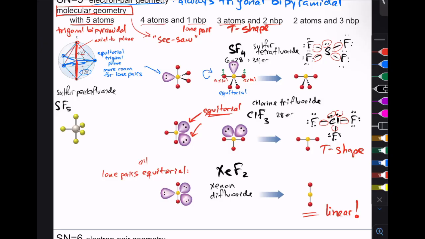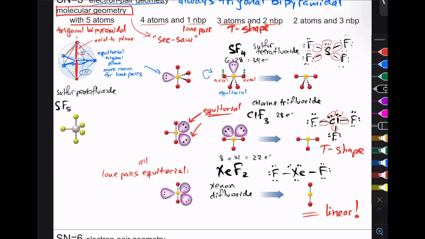Xenon brings in 8 valence electrons. Each fluorine brings in 7, so that's 14. That gives us 22 electrons to place. Now our skeleton structure: we don't need spokes on a wheel. There's only 3 atoms here, so let's draw them in. Xenon, fluorine, and fluorine. That places 4 of our 22. Let's put the rest in: 6, 8, 10, 12, 14, 16, 18, 20, and 22.